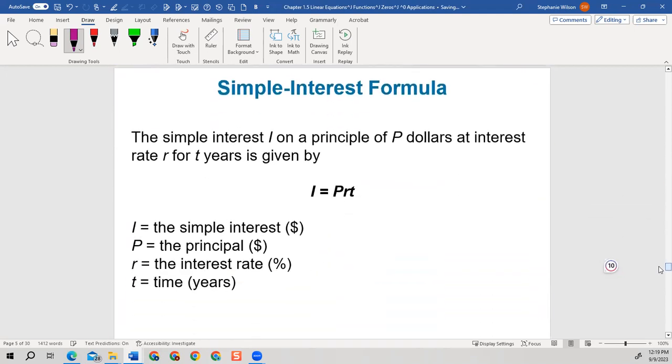Okay, now the simple interest formula. Using the simple interest formula, I is equal to the principal times the rate times time. The rate is in percentage, but you always take it out of a percent. To undo percent, you're going to divide by 100, or shortcut, move the decimal 2 places in this direction. Okay, so let's do a simple interest problem.